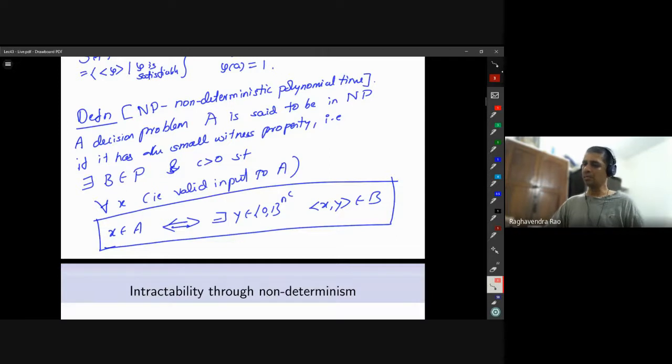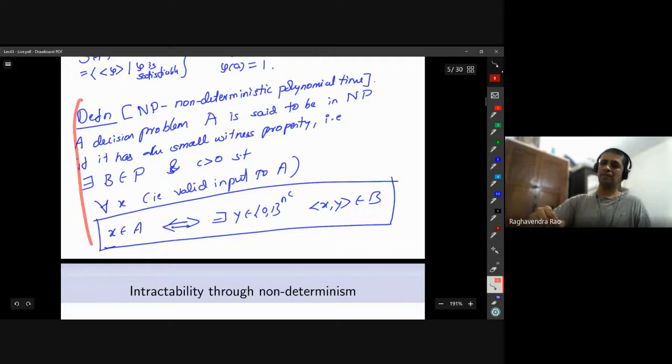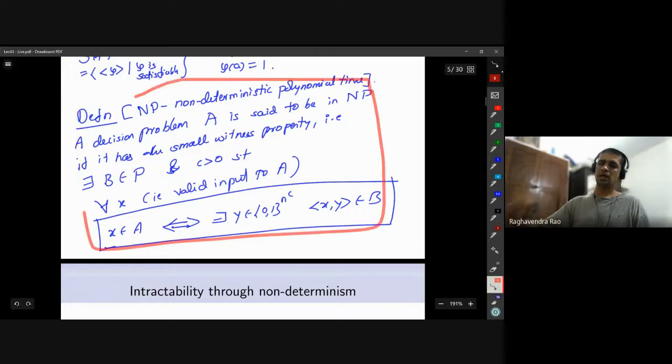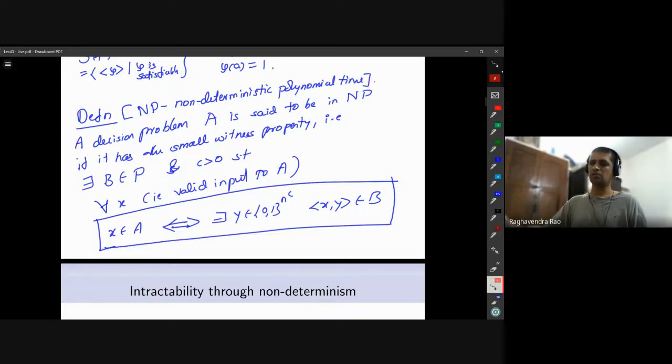In a similar manner, we can define non-deterministic Turing machines. Then problems that admit this kind of characterization are exactly those which can be accepted by a polynomial time bounded non-deterministic Turing machine.